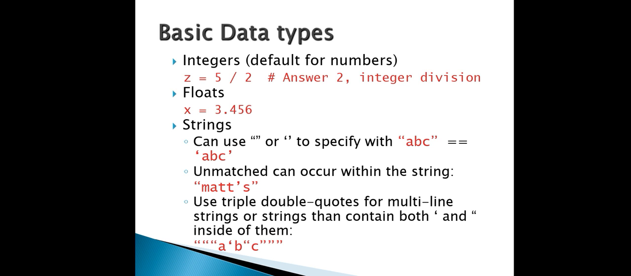Basic data types in Python. My dear friends, this is the most knowledgeable slide for Python beginners. Integers, floats, strings. Integer is the default for numbers. Like z equal to 5 divided by 2, answer 2, integer division. Floats, x equal to 3.456. Strings, you can use strings, also known as ABC. Unmatched quotes can occur within the string.